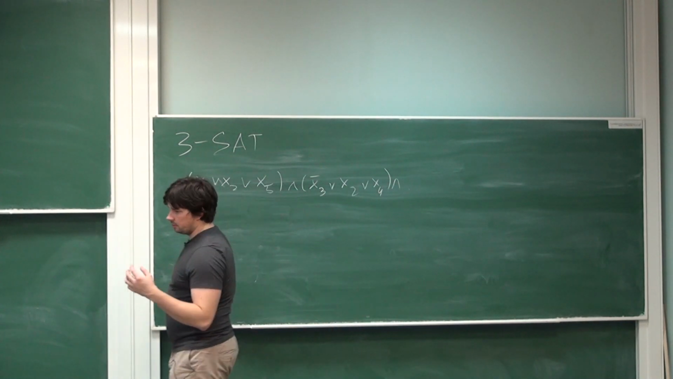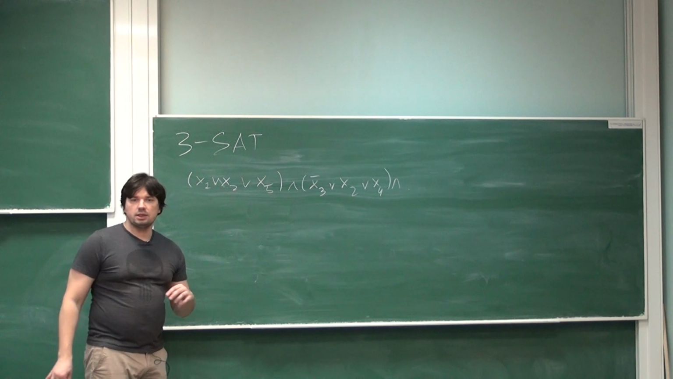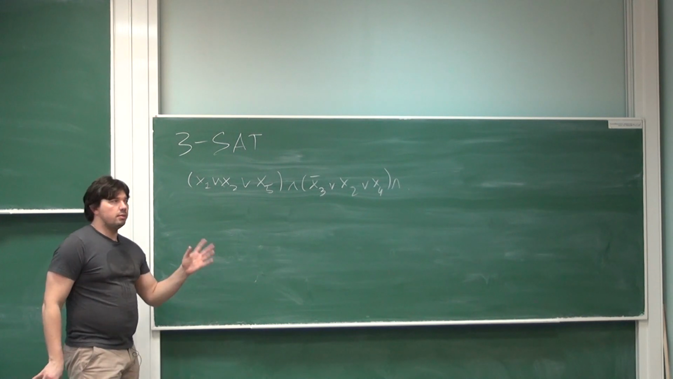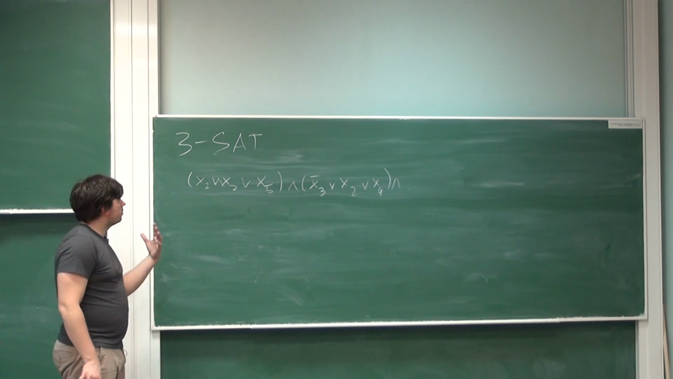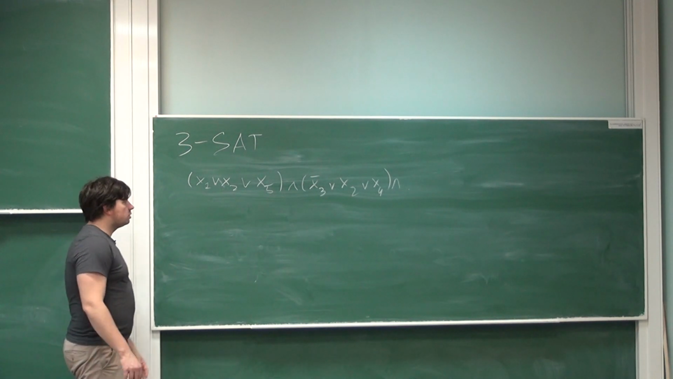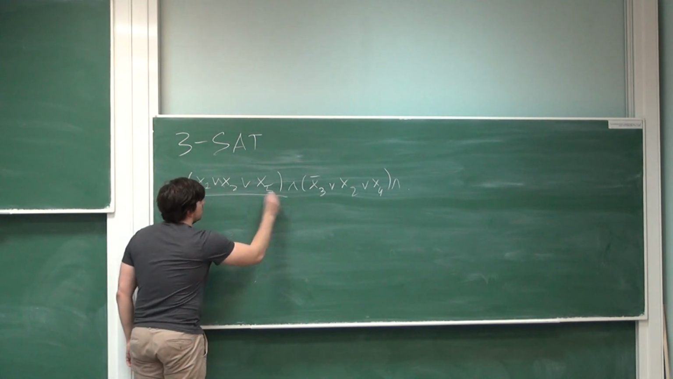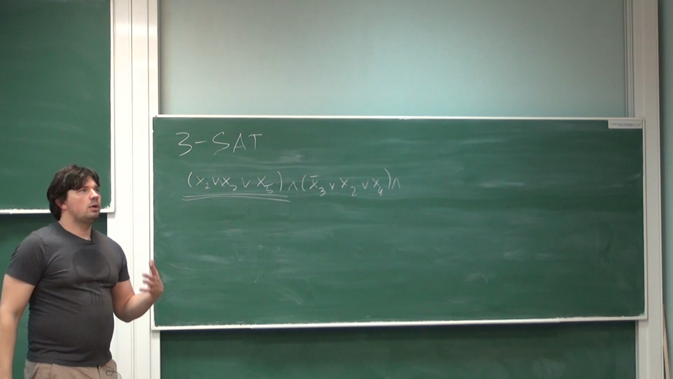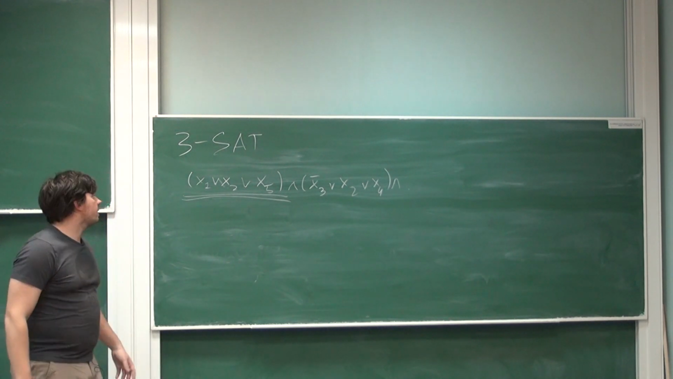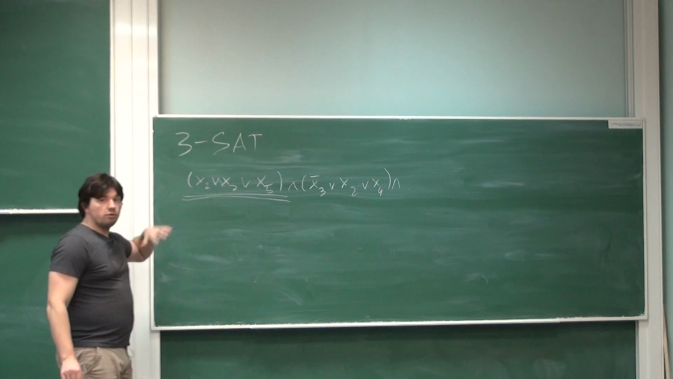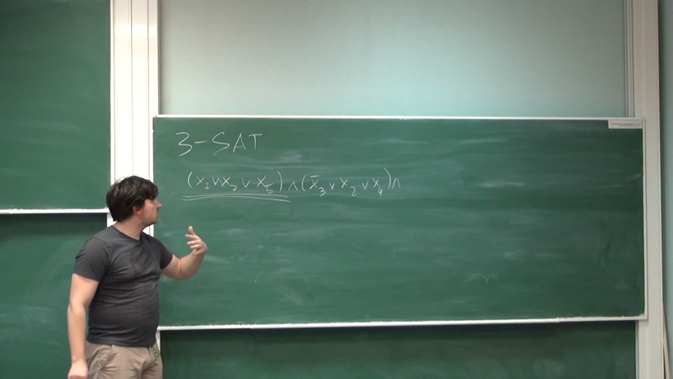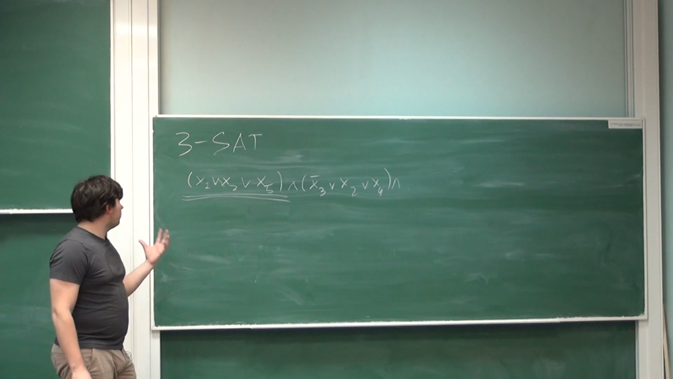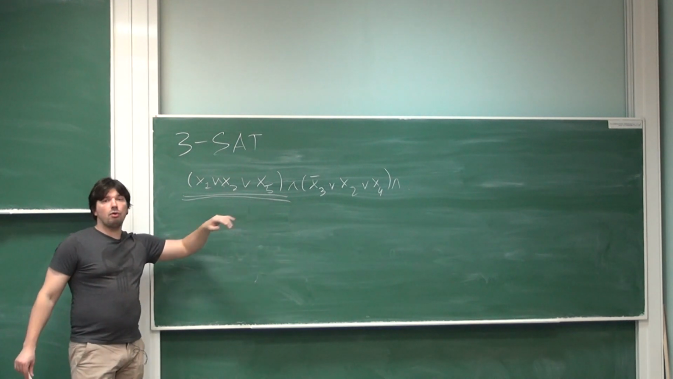Can we do better? Yes, we can. There is a rather simple way to immediately improve that from 2 to the n to something a little bit smaller, and to recognize that we can look into one clause. As I said, when we're doing brute force, we can say x1 can be either true or false, x2 can be either true or false, and x5 can be either true or false. But what we definitely know is that they cannot be all false, right?